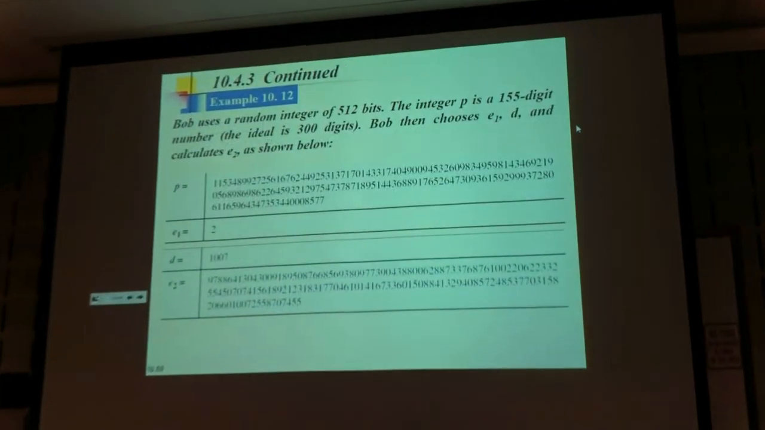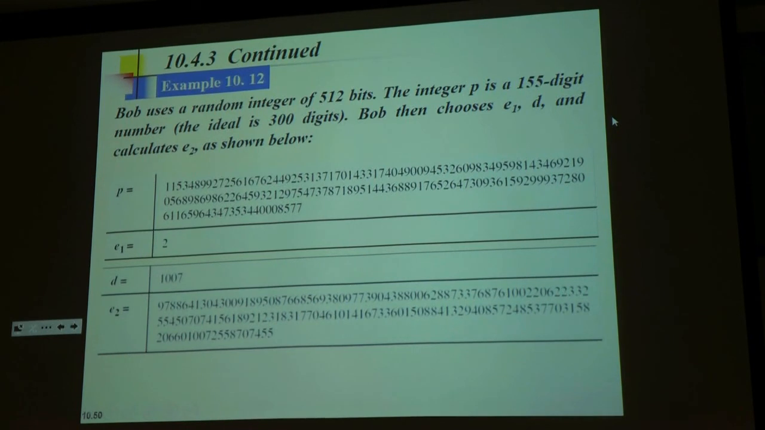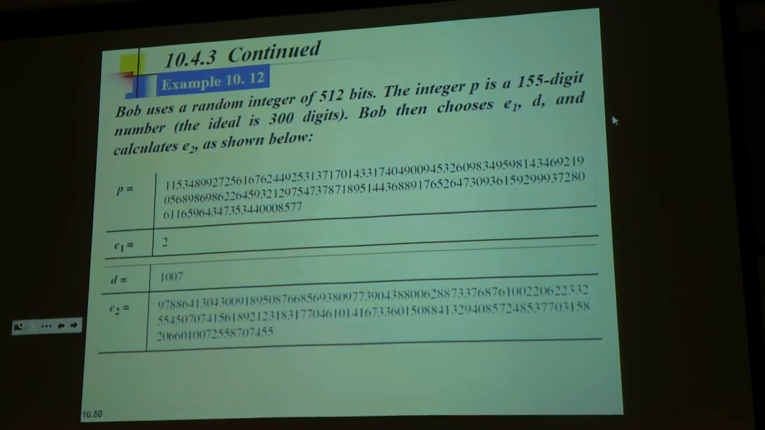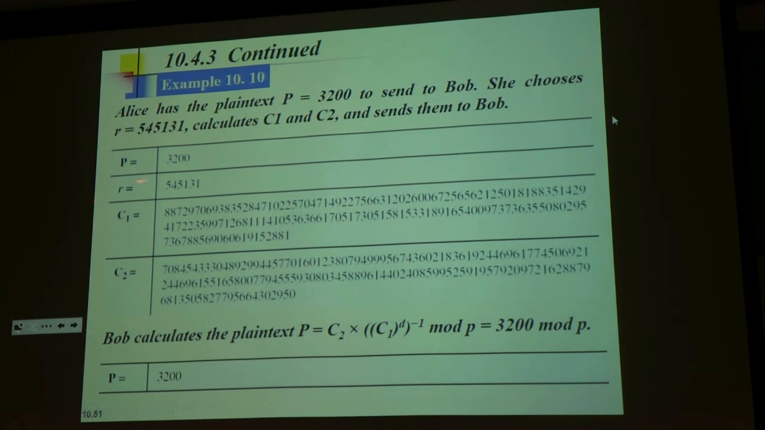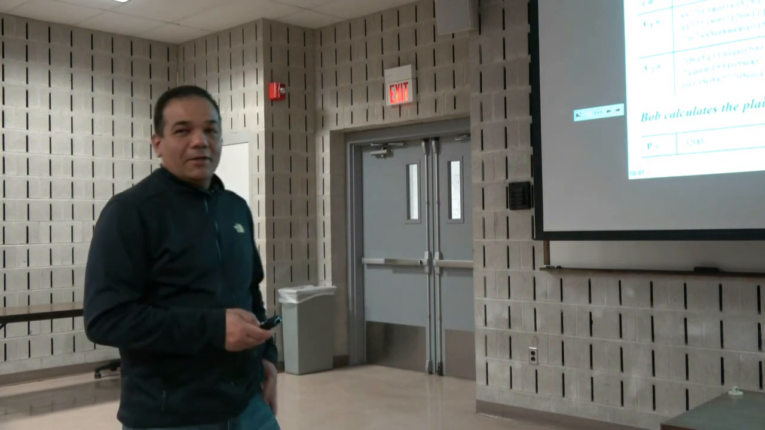All right. So this is a real life example. This is P, the prime number you choose. This is E1, 2. This is D, okay? And E2 becomes very long. So when you have this plaintext, you choose this as R, compute C1 and C2, and you send C1 and C2. When you do the process, it will give you the plaintext back, 3200. Write a C code to see how it works. Even entering the numbers is going to take you a while, but it's okay.